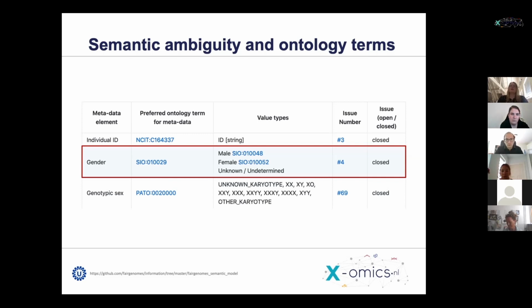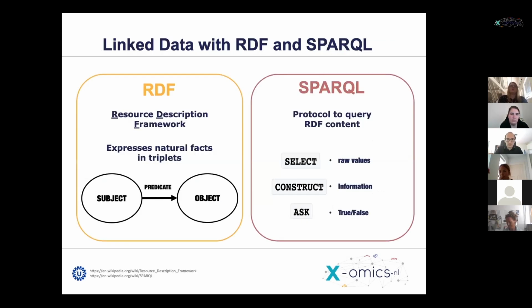Now that we know we can use ontological terms to decrease semantic ambiguity and define ways of how to express real facts, it's time to look at how we can actually do this. Ontologies play a big part when you want to create linked data. And one way of creating linked data is to use RDF and SPARQL. RDF is also called the Resource Description Framework, and it expresses natural facts in triplets. You can see an example of a triplet. You can connect several triplets to each other and create a knowledge graph.